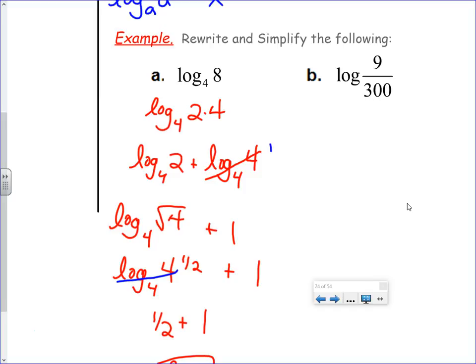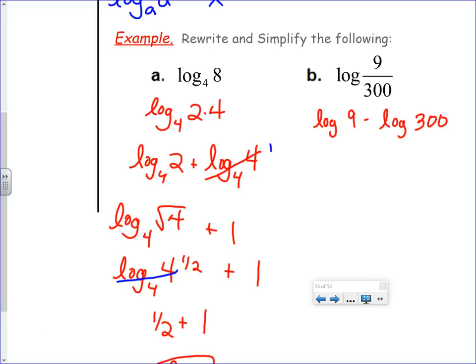This is log base what? 10. There is no base. Oh, it's common log, and common log has a base of 10. Okay. Is 9 over 300 a power of 10? Who knows, right? That's weird. Okay, so hold on. What property? Product, quotient, or power? What property helps us break this down? I feel like it's quotient. Quotient. Quotient property says log of u over v equals the log of the top minus the log of the bottom, keeping the logs the same as the original. Okay?